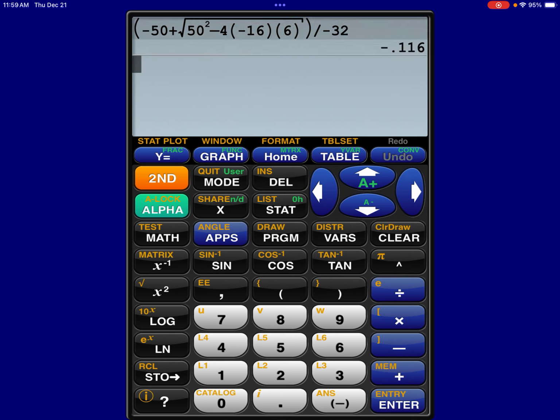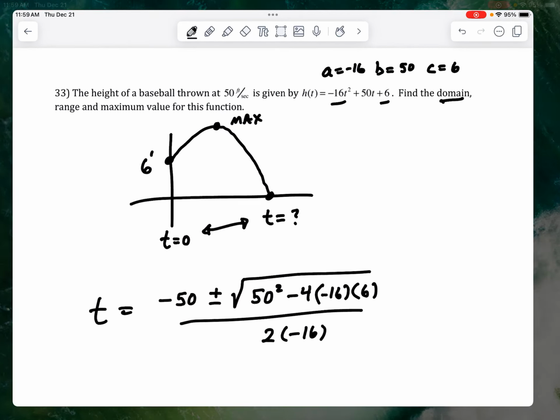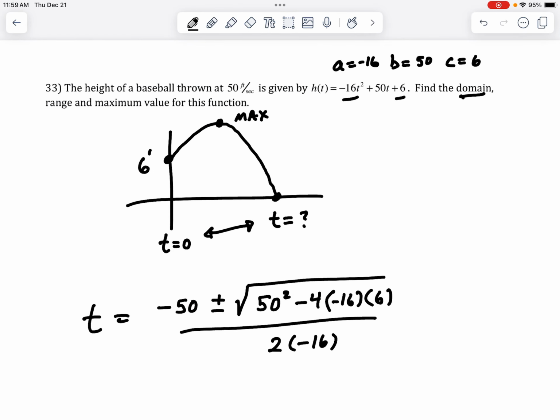And that is time equals a negative. That's not possible. So do the quadratic formula again. This time put the minus, and then it's 3.241. So that's how many seconds it took for the baseball to hit the ground. So then I can say that this one is 3.241. And so that's going to be the domain.